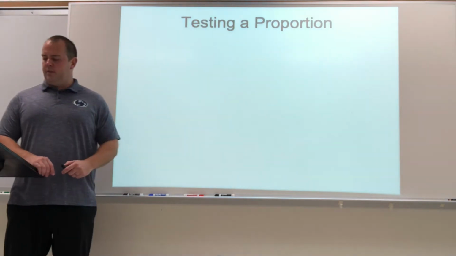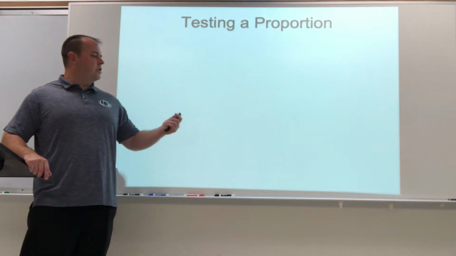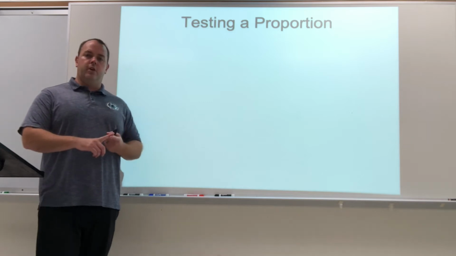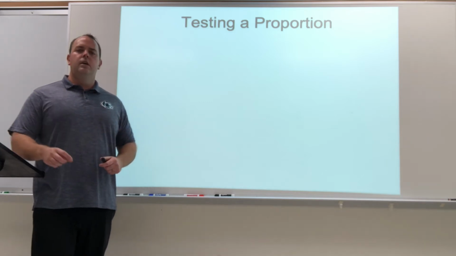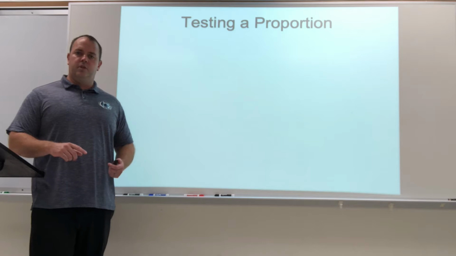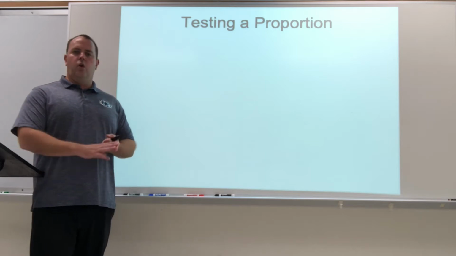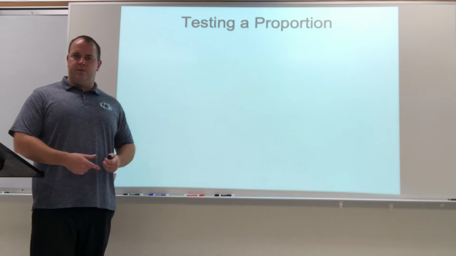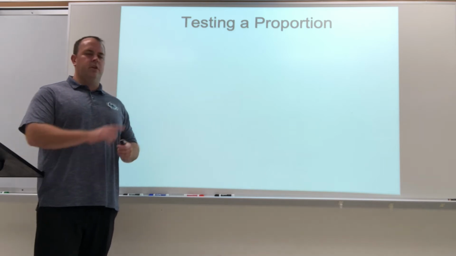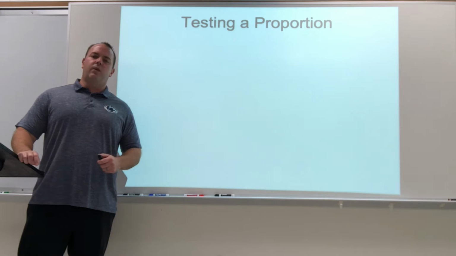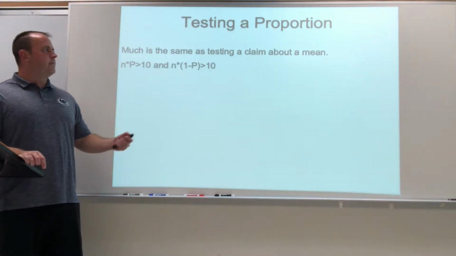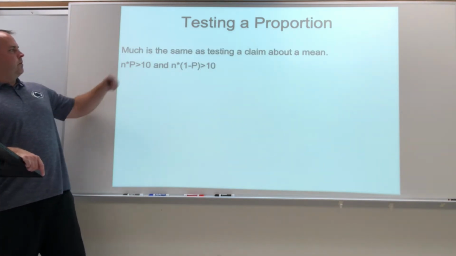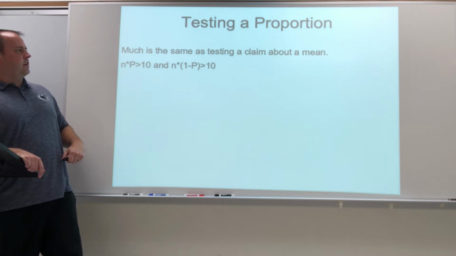When you're testing a mean or a proportion, you still need your null and alternative. This time we're going to be using the P for proportion instead of the mu symbol in our null and alternative. The null is still always going to be equal to. The alternative is less than, greater than, or not equal to. After you have your null and alternative, you're going to draw your curve and decide what your critical value is going to be. So much is the same as testing a claim about a mean.